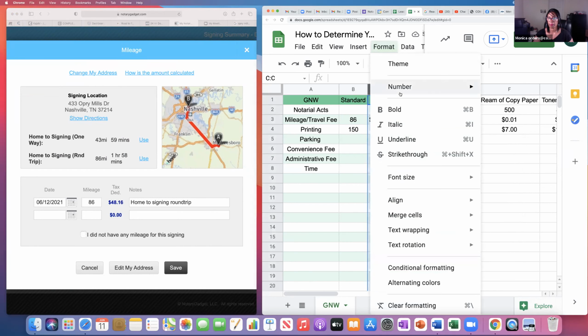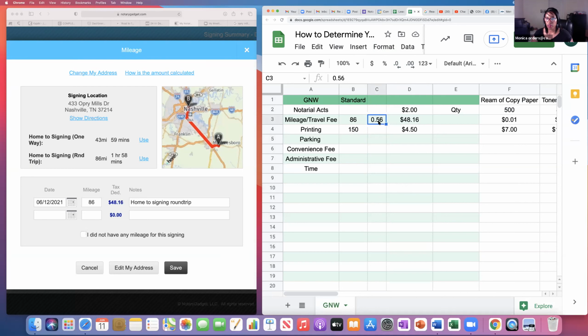Okay, perfect. Now we want this to calculate automatically for us. So 86 miles, 56 per mile, and you'll come in and input that number, that 86, right? Once you get your spreadsheet, you'll put whatever number your mileage is, and you won't have to worry about it because it'll automatically calculate for you now that I just put the formula in there. Your notarial act, you're gonna have to input that number yourself, because that's something that is state specific.